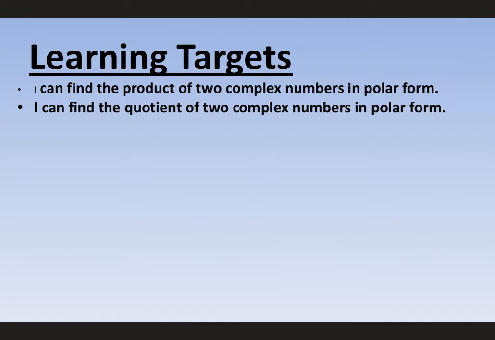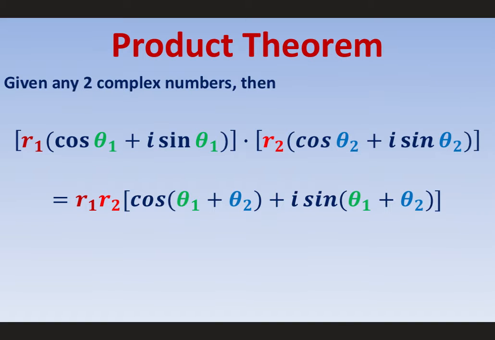Our goals for today are to be able to find the product of two complex numbers in polar form and to find the quotient. Product does refer to multiplication, whereas quotient refers to division. So we're multiplying and dividing complex numbers that are in polar form. Let's start with the product theorem.